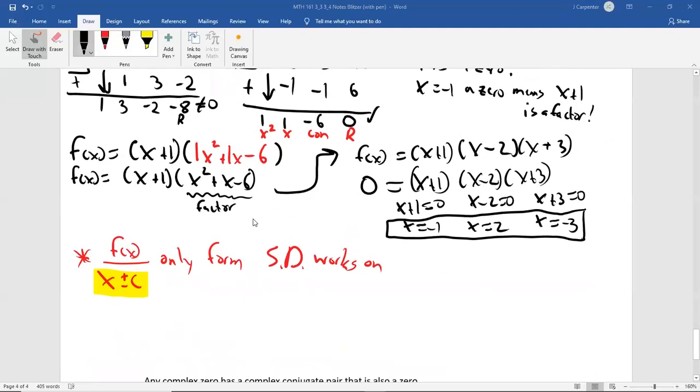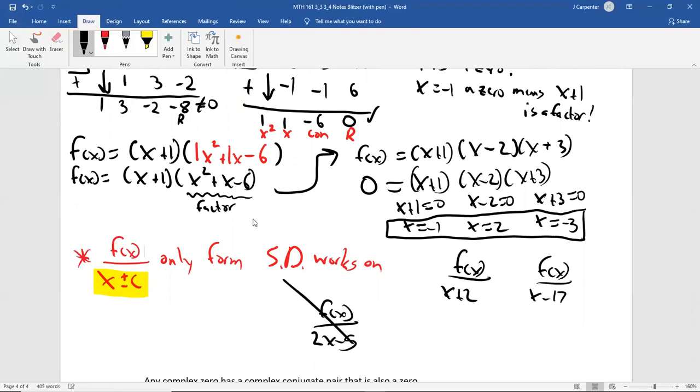So again, someone asked numerically, that's just f of x over, say, x plus 2, or f of x over x minus 17. If you had f of x over 2x minus 5, this you could not do synthetic division on because of that too.